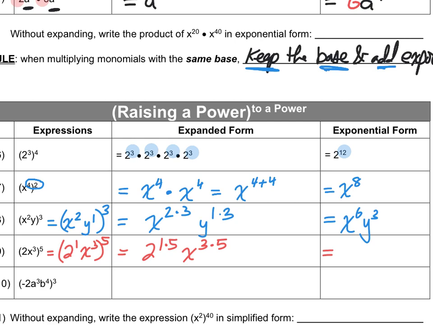2 to the 5th. 32. Yeah, when you're raising 2 to powers, you're just doubling 2 as many times as the power. So 2 is 2 to the 1st, 4, 8, 16, 32, and just keep going from there.